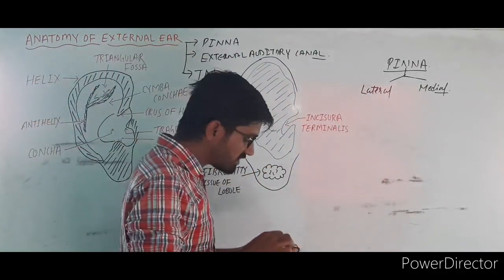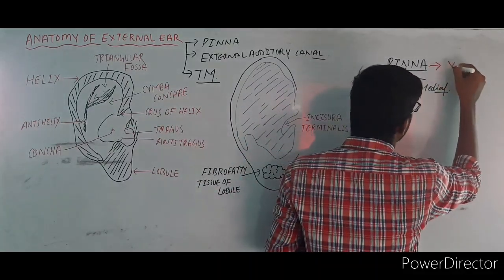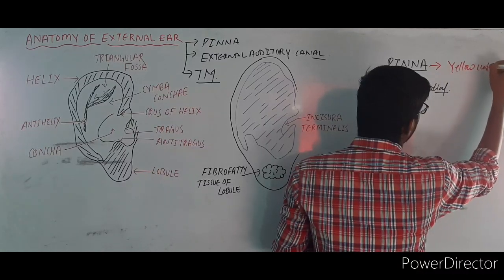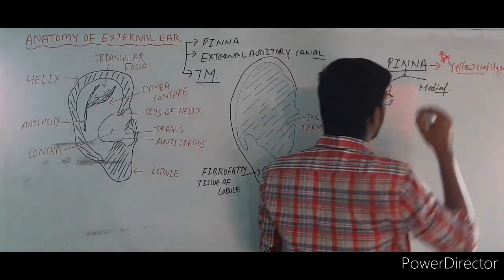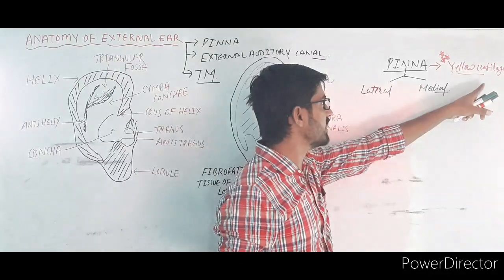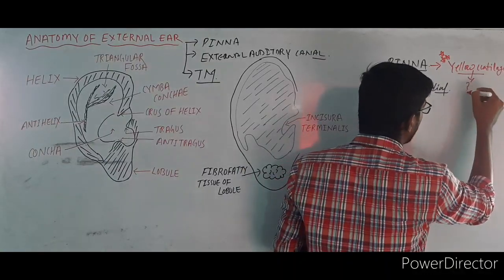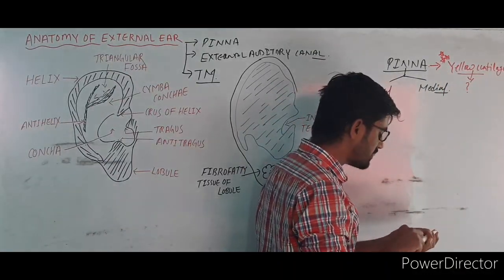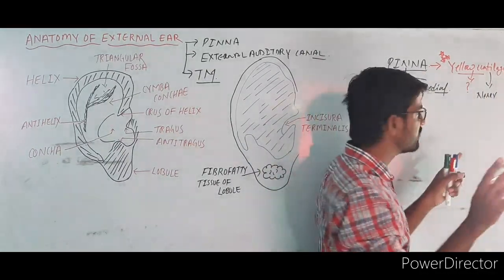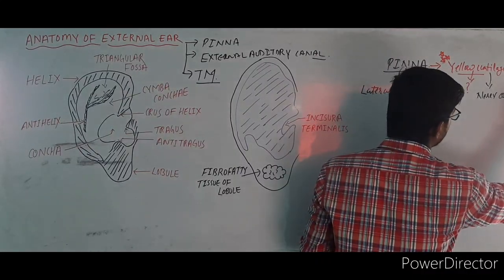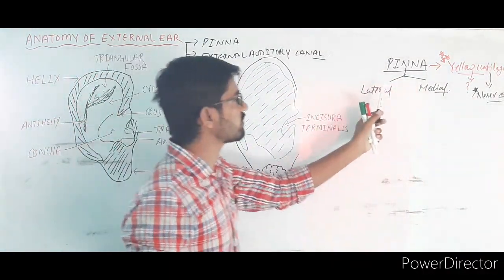Now, one thing you have to remember is that the pinna is formed by yellow cartilage. Tell me why yellow cartilage? What is the reason, and what is the importance of this? Yellow cartilage never ossifies. So the pinna is formed by yellow cartilage, which never ossifies, and it has two surfaces, lateral and medial.